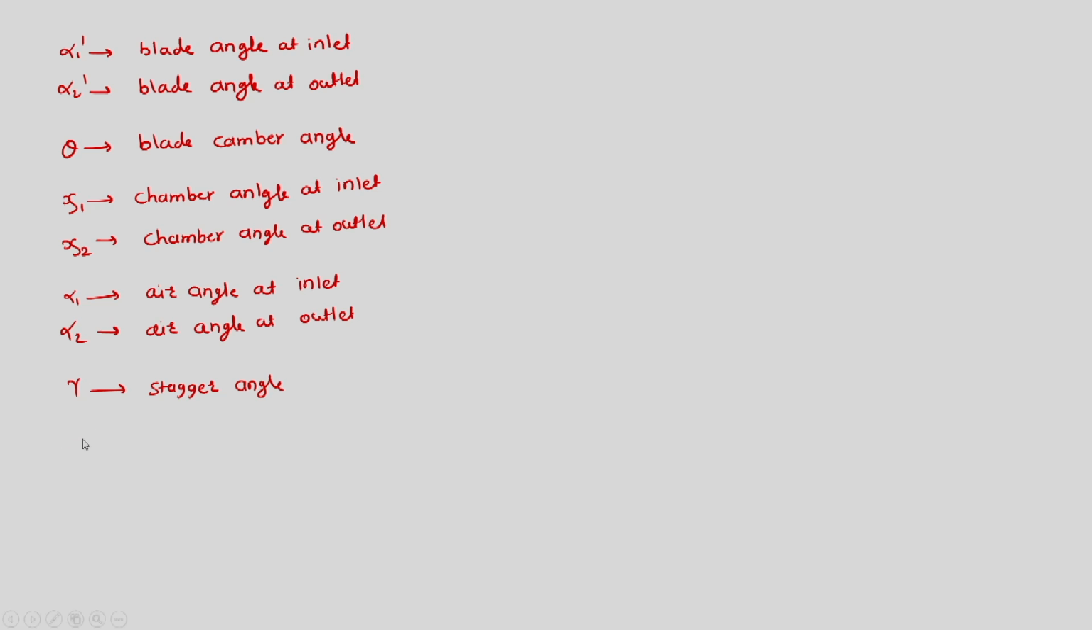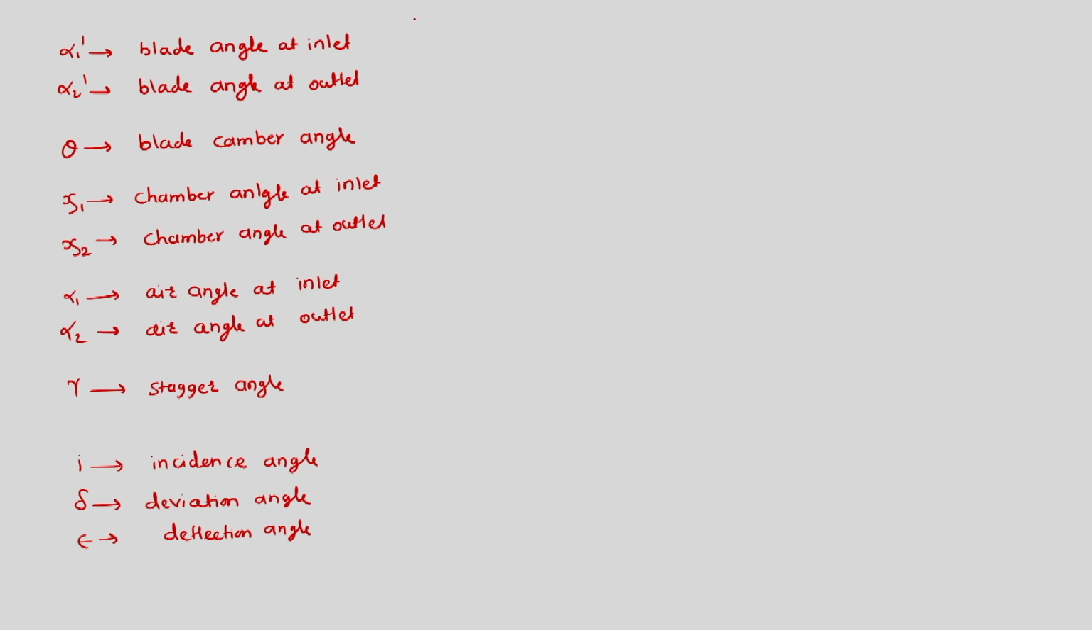Then we have new angles which are defined. One is i, called the incidence angle. We will define it. Then we have delta, called the deviation angle. And then we have epsilon, which is the deflection angle. We will see these three angles. Before that, we will revisit how we have got these angles.